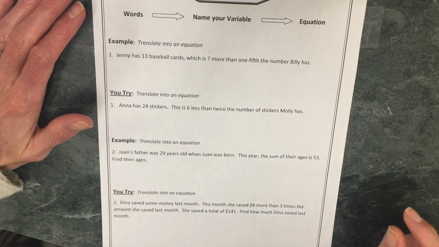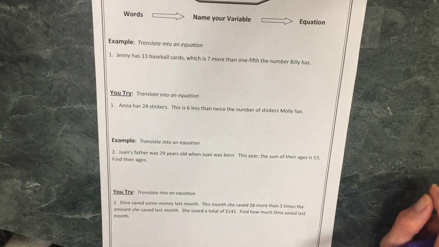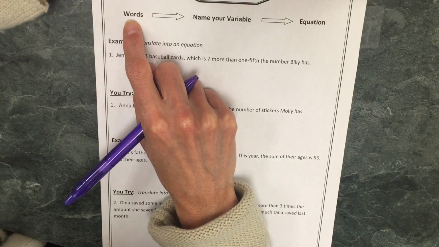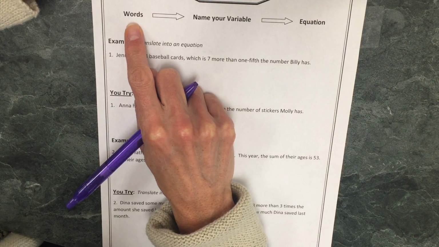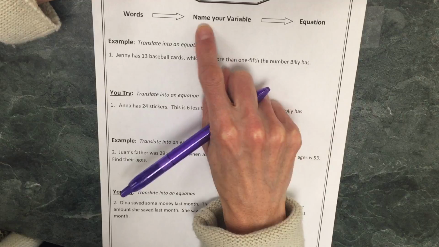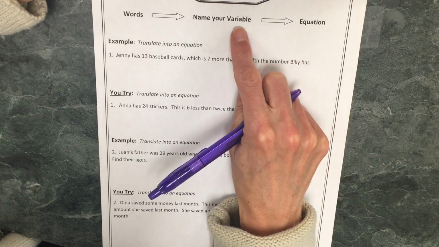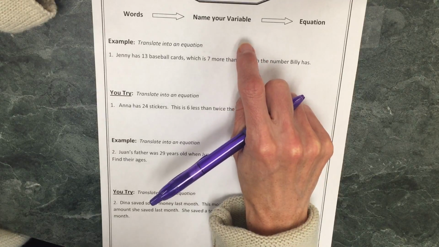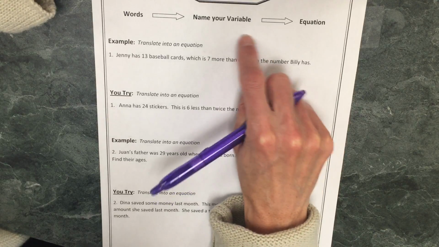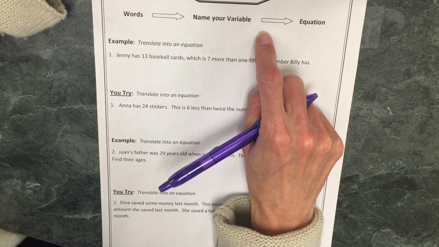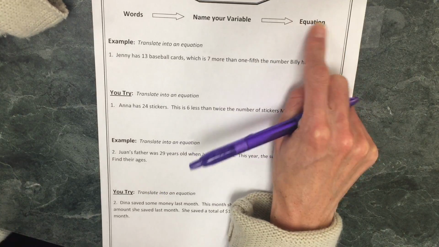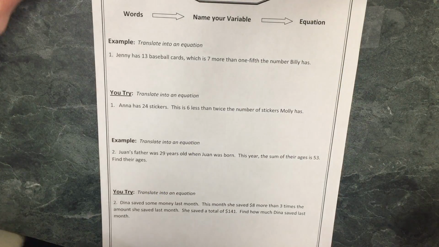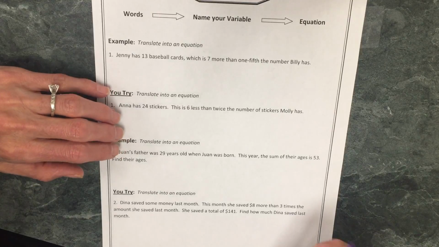So when we have an equation, a word problem, we want to start with our words, and then we want to identify the variable or name the variable. So what is it that we don't know? And we're going to give that a variable and make sure we show what that variable means. And then from there, we can set up our equation. So we're going to try this first example here.